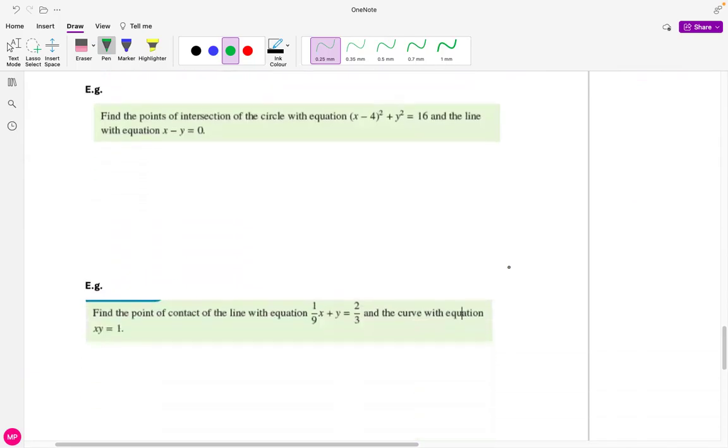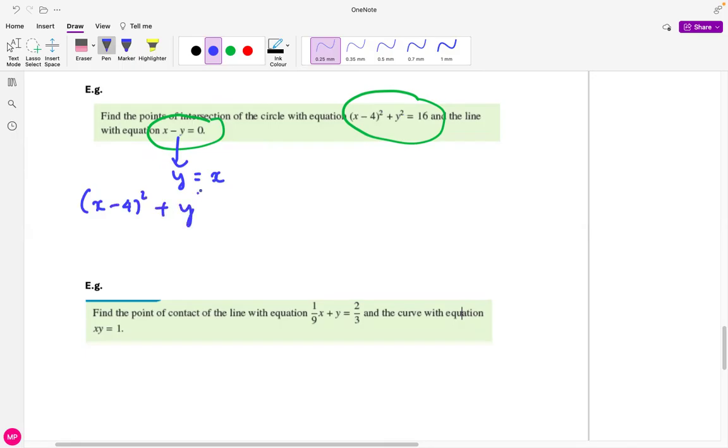Here are a few more examples of finding the intersection. With this one, find the intersection between a circle and a line. So what you can do is make y the subject, and then sub back in. So x minus y equals 0, you get y equals x, or x equals y. So you can substitute back into here, either of them. My equation is x minus 4 squared plus y squared equals 16. So I sub either x for y or y for x. So let's do y for x: y minus 4 squared plus y squared equals 16.